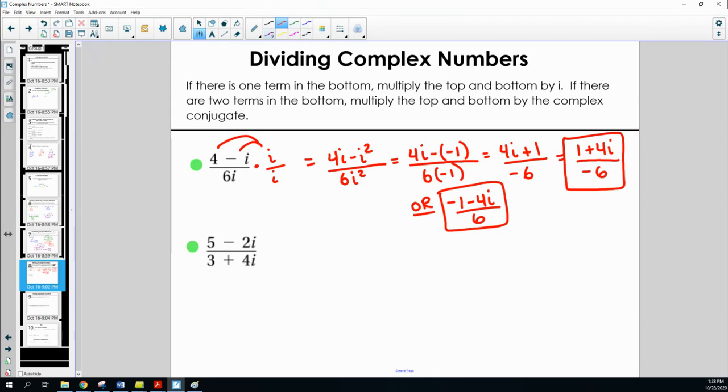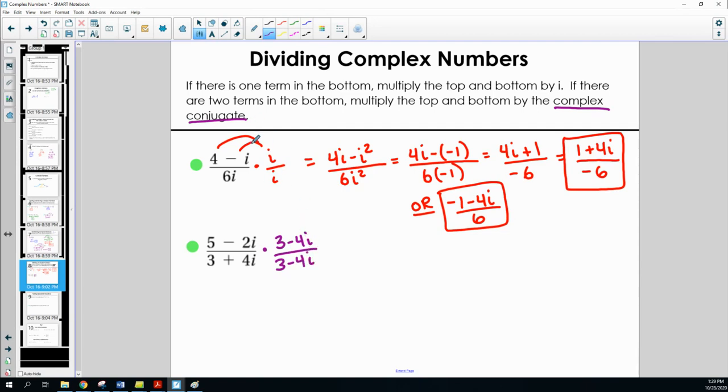So for this second example, we have 2 terms in the bottom. So with these 2 terms, we have to get rid of the i in the bottom. But because we have those 2 terms, we need to use this thing called the complex conjugate. Okay, that's just a really fancy math term for take whatever's in the bottom and change the sign in the middle. Okay, so if the bottom is 3 plus 4i, I'm going to multiply the top and bottom by 3 minus 4i. And then 3 minus 4i.